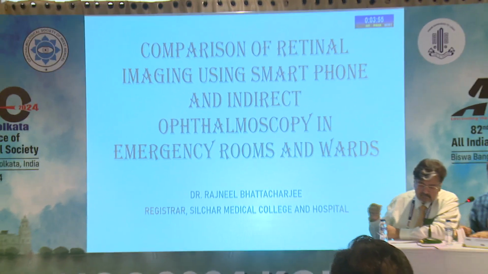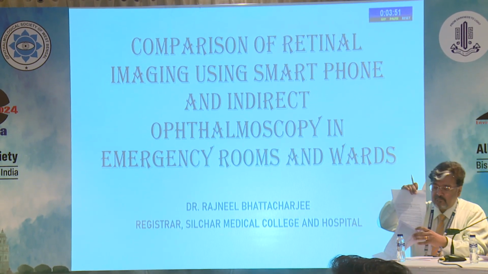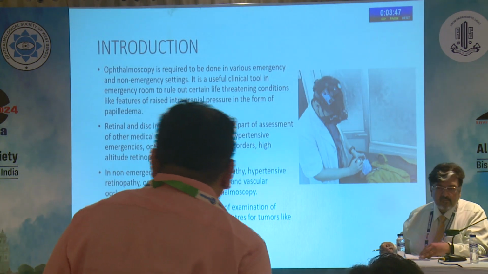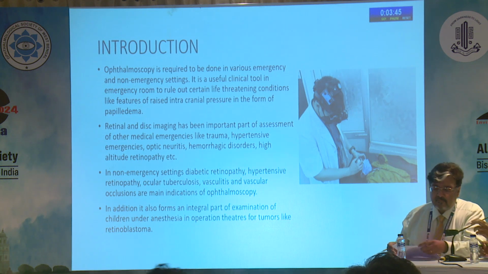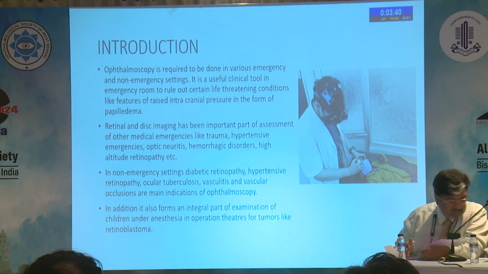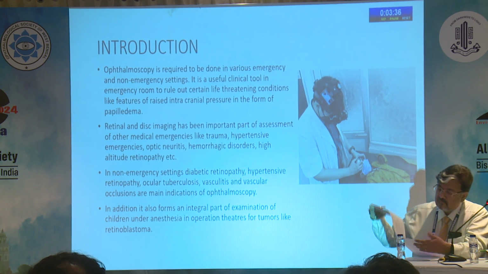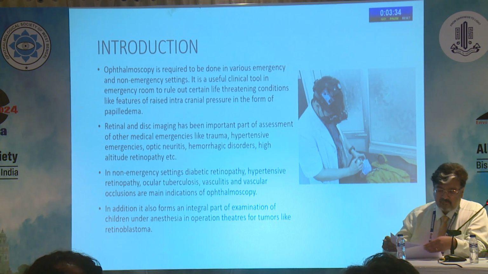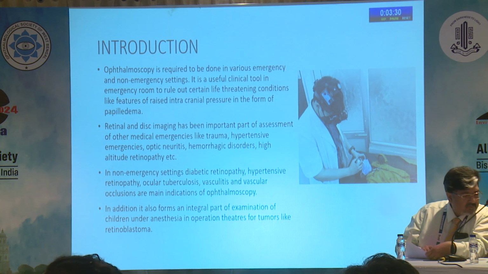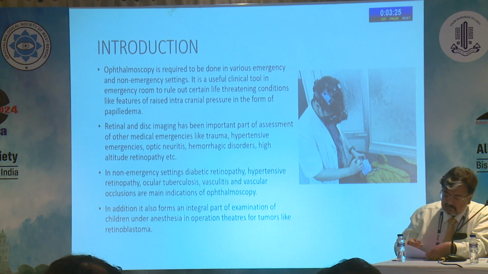My topic is comparison of retinal imaging using smartphone and indirect ophthalmoscopy in emergency rooms and wards. Ophthalmoscopy is required to be done in various emergency and non-emergency settings. It's a useful clinical tool in emergency room to rule out certain life-threatening conditions like features of raised ICT in the form of papilledema. Retinal and disc imaging has been an important part of assessment of other medical emergencies like trauma, hypertensive emergencies, optic neuritis, hemorrhagic disorders, etc.